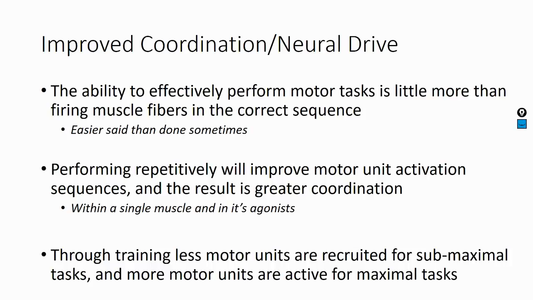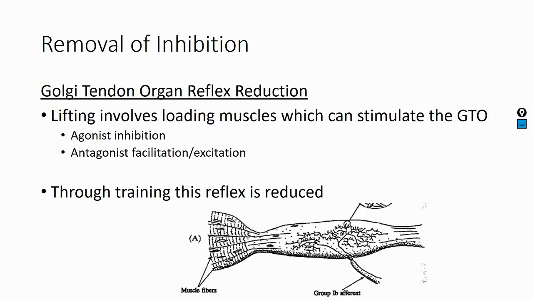Now, it is worth saying within this that you will still require activation of the same amount of motor units to perform a maximal task, because intrinsic with that term maximal is using all of your capacities. So, no matter how much you train, if you're doing a maximal effort, you will use all of the musculature that you're able to recruit. So, removal of inhibition.